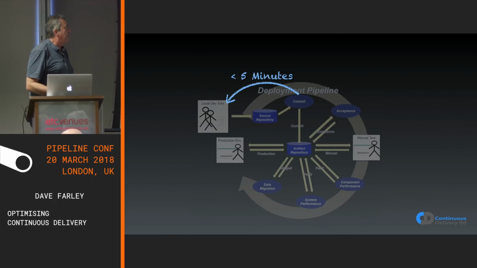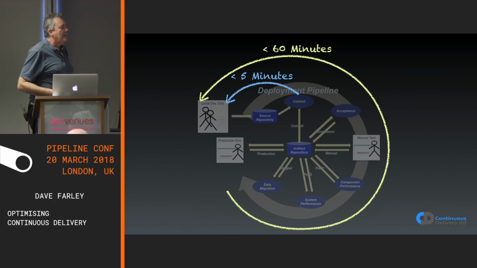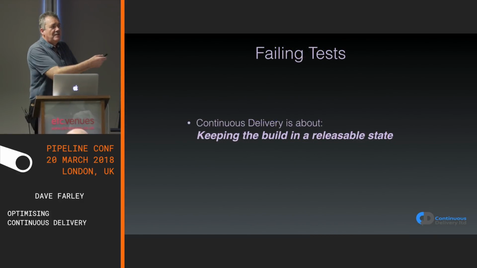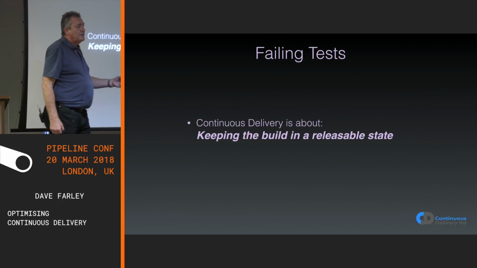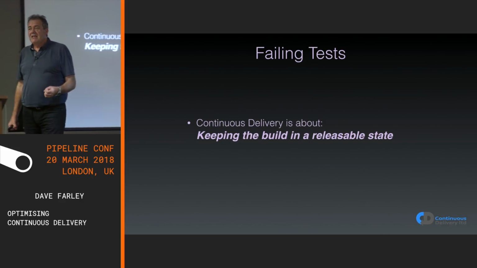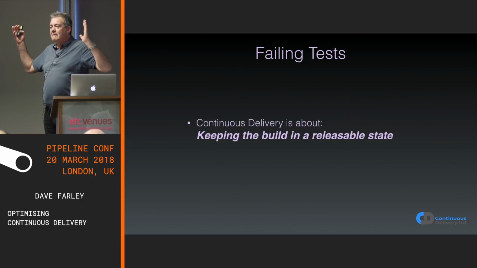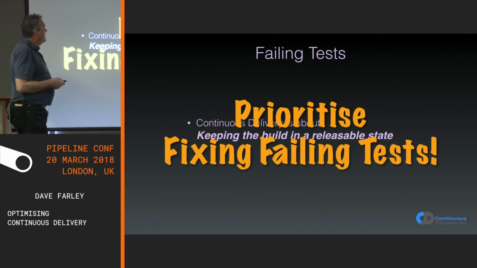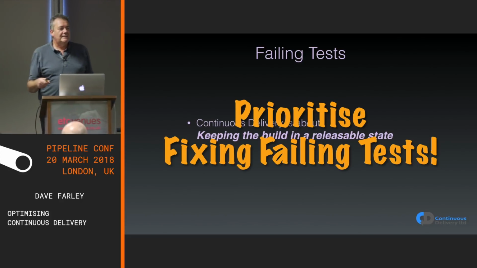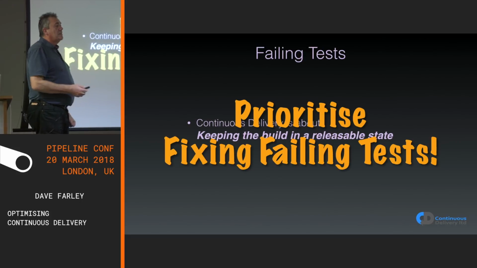So we want this to be efficient. We want a short feedback cycle. We want under an hour. And that gives us the ability to stay on top of failing tests. Continuous delivery is about keeping the build in a releasable state. We want to treat our tests seriously. If we have one test failing, the build's blown. We can't release it. So we have to take this really seriously. Prioritize fixing failing tests. Focus on keeping those down. Reduce the cycle time, and that will help.